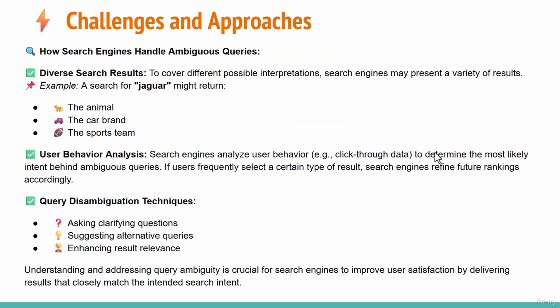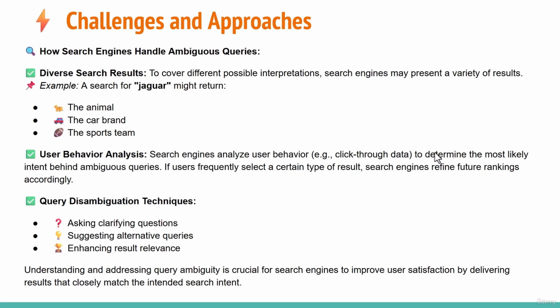Challenges and approaches. First, diversification. How does the search engine handle such queries? First is diverse search results. The search engine looks at what the dominant search intent is, what kind of websites people visit most often when they search, and displays that at the top. However, it also shows other websites.